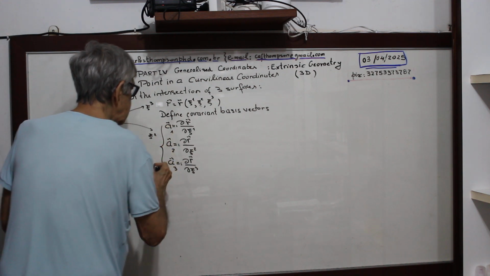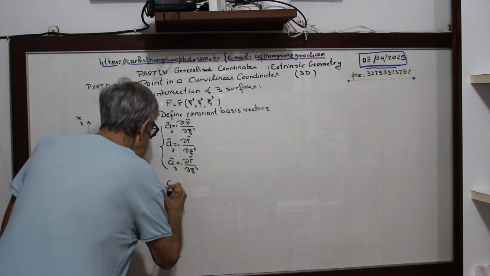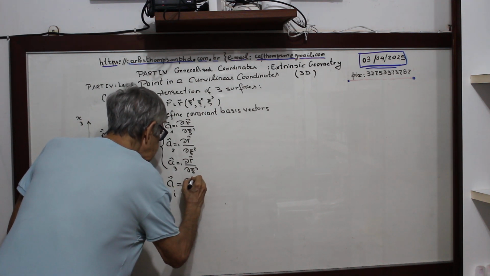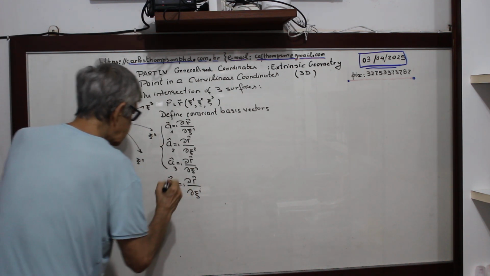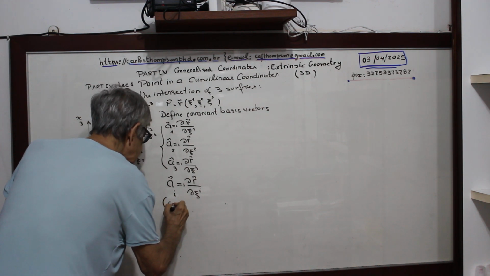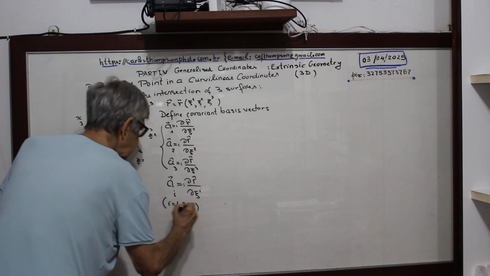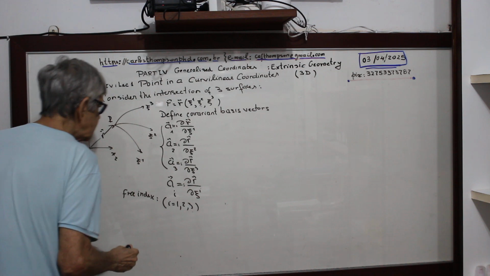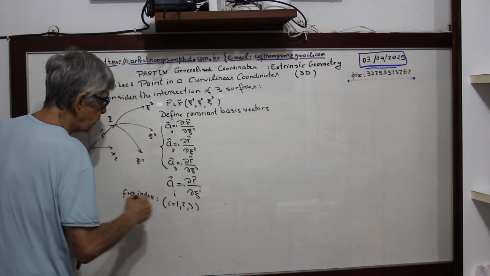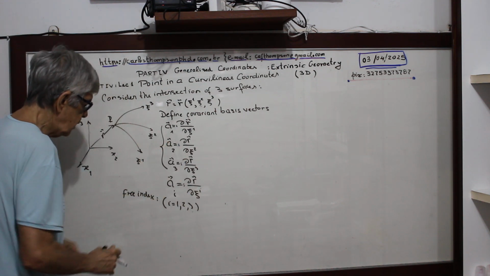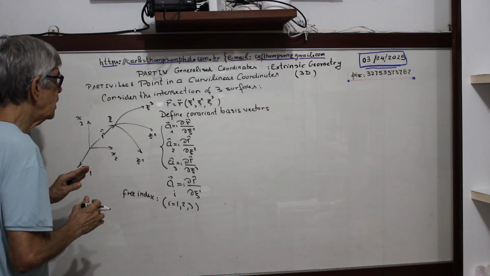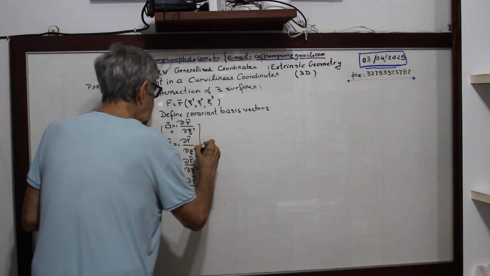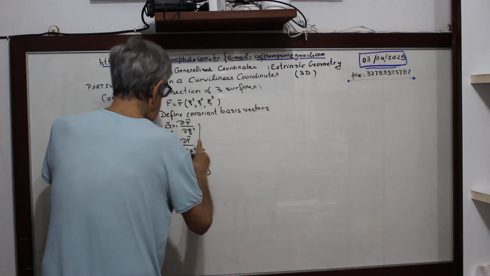So these 3 here, I can express A sub i as the partial derivative of R with respect to Ci. Attention now. i is equal to 1, 2, 3. Free index. For i equal 1 it is A sub 1, i equal 2 is A sub 2, and i equal 3 is A sub 3. So this here is the covariant base vectors, okay.